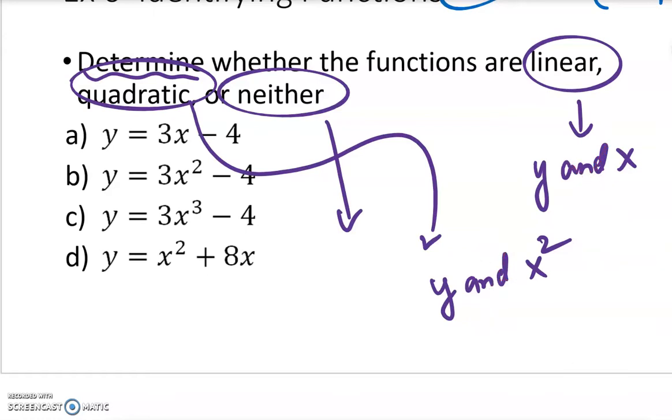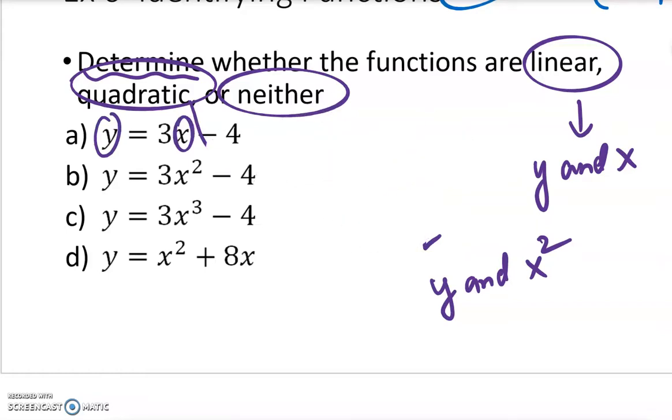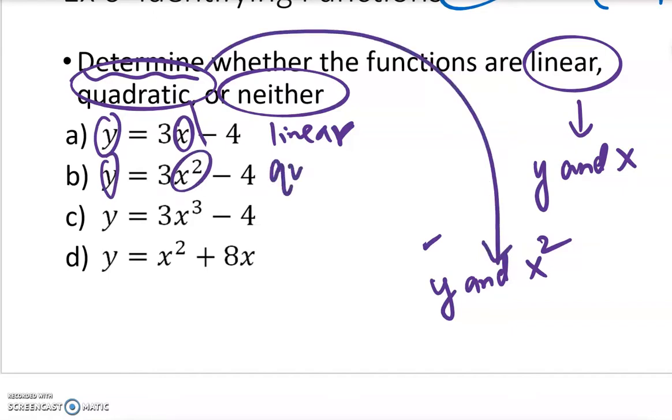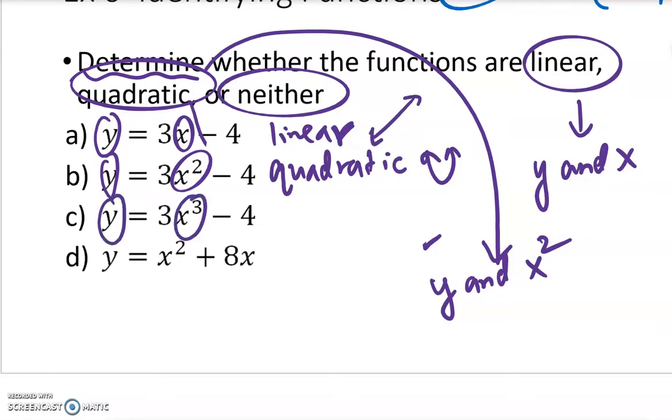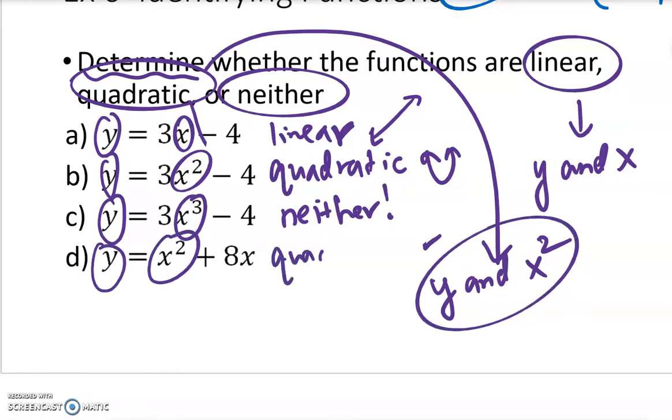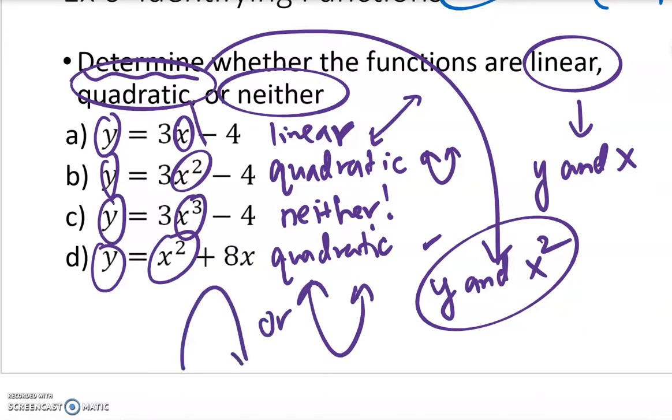So, with that said, let's look at A, B, C, and D here. In example A, you can see we have y and we have x. That is going to be linear. Next one, we have y and we have x squared. Like we said, that one is going to be quadratic. So it's going to be a curved, U-shaped graph. Linear is just a straight line. Next one, we have y and we have x cubed. So this one is neither. And finally, last one, we have y and we have x squared again. So that one is quadratic, which will be the parabola-shaped graph, or it could be opening down as well.